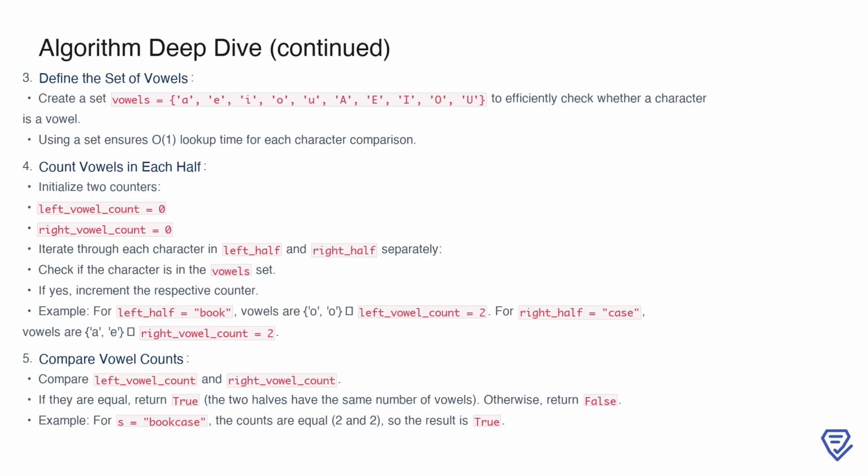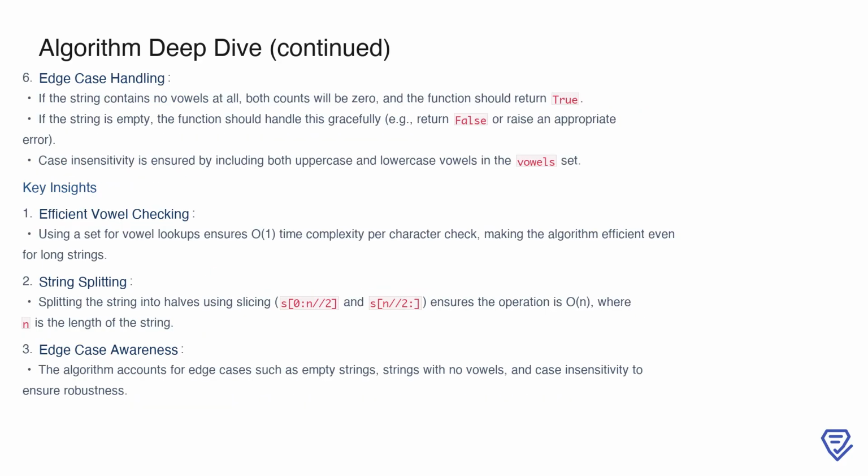For instance, in the string bookcase, the left half book contains two vowels, o and o, giving it a count of 2. Similarly, the right half case contains two vowels, a and e, leading to a count of 2. Finally, we compare these two counts. If they are equal, we conclude that the halves are alike and return true. Otherwise, we return false.